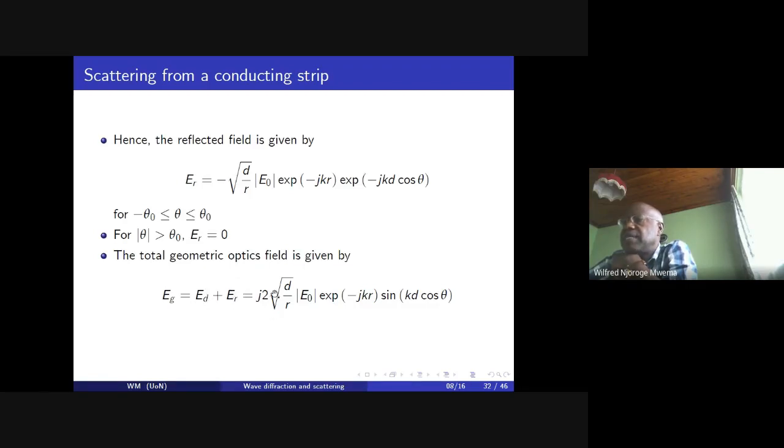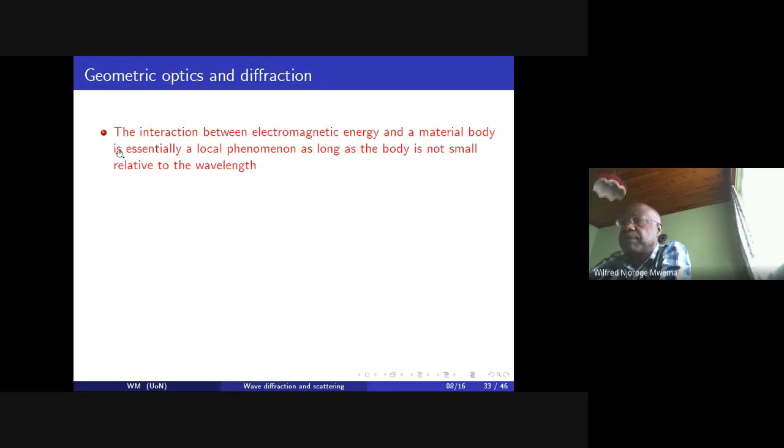And what we see is just going to be a sinusoidal value propagated with a uniform amplitude that is sinusoidal with relation to the distance of the line source from the conducting plane, and multiplied by the phase propagation constant. Finally, the interaction between electromagnetic field and a material body is essentially a local phenomenon, as long as the body is not very small when compared to the wavelength.